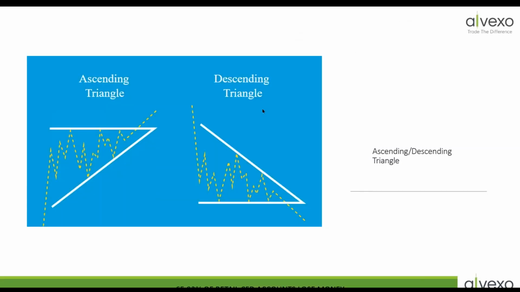And these are the ascending and descending triangles. Two other types of triangles that I explained to you. One has a horizontal support level, one has a horizontal resistance level, and the other line is coming in at an angle, and we have a base, and we have price moving into the apex.